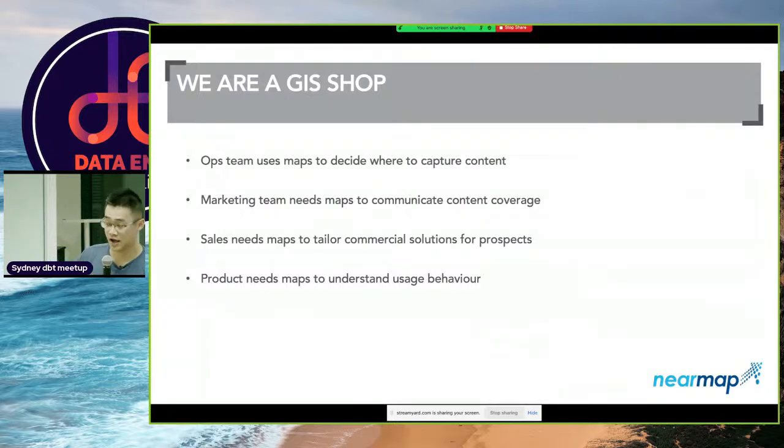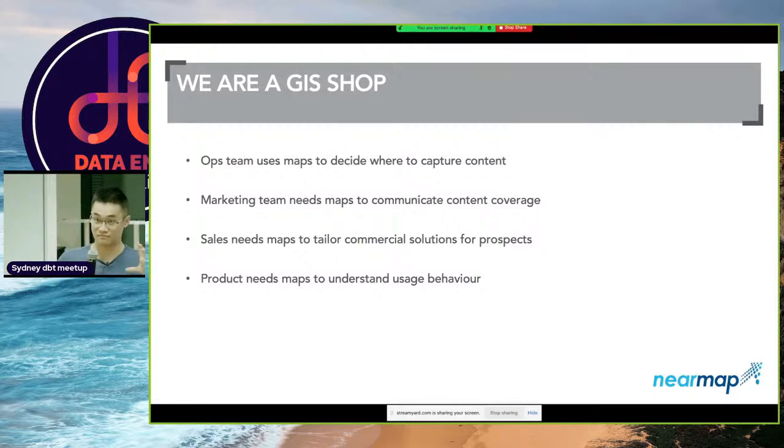We do a lot of business with big enterprises, and we need to really work with their technical team. So these are the places that you're interested in. How much do we cover? What are the stats? How many parcels, how many buildings, and things like that. And last but not least, our product team needs maps to understand usage behavior as well.